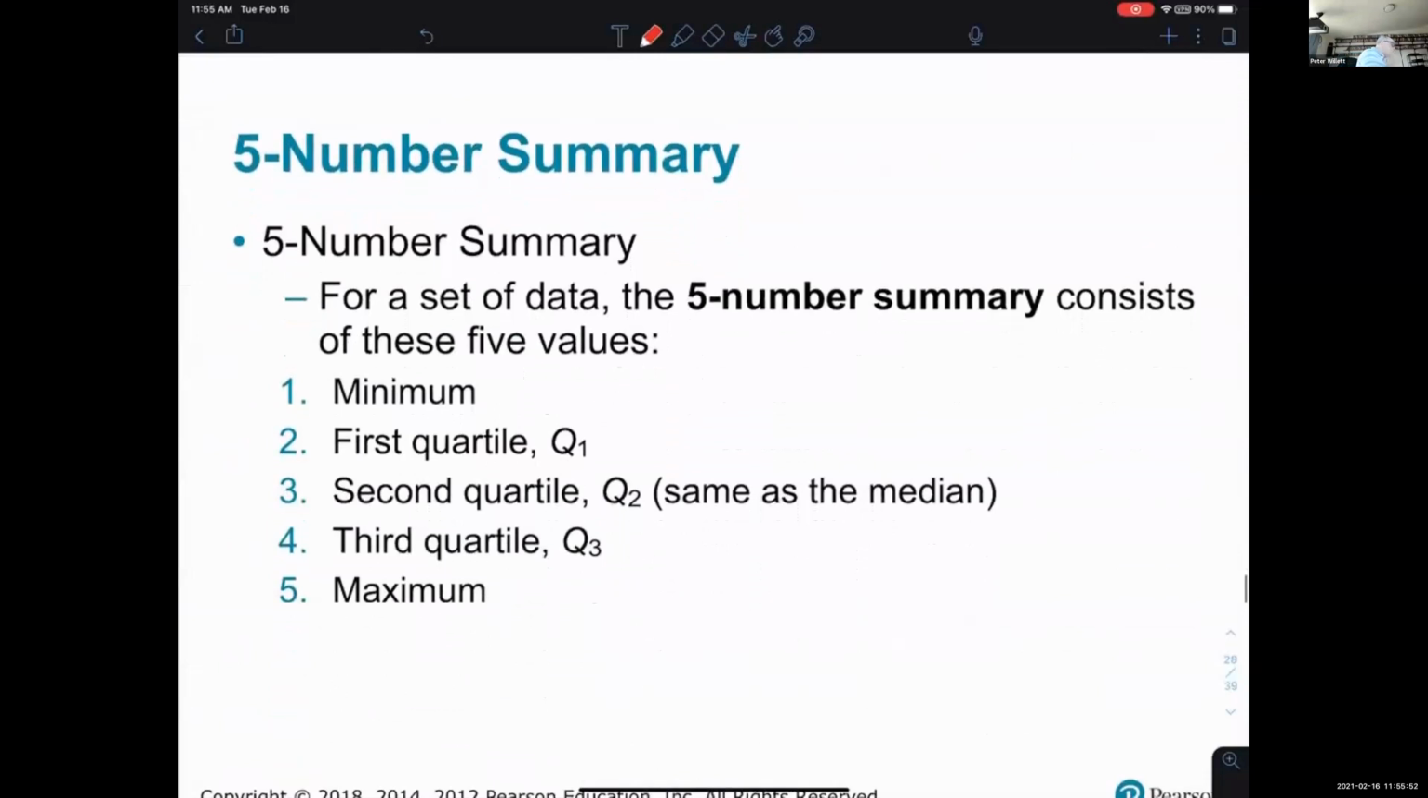So here they introduce what I just described a second ago when I had the nice picture to do it, the 5-number summary. They take the 3 quartiles and add the minimum and the maximum and put them in order, and that's the 5-number summary.